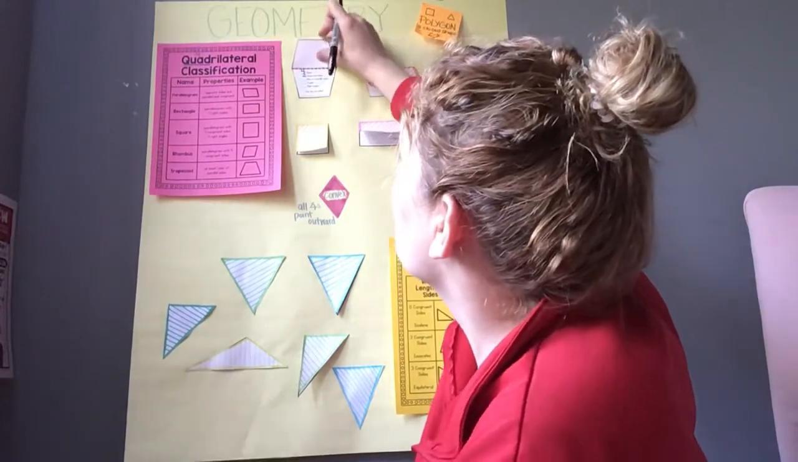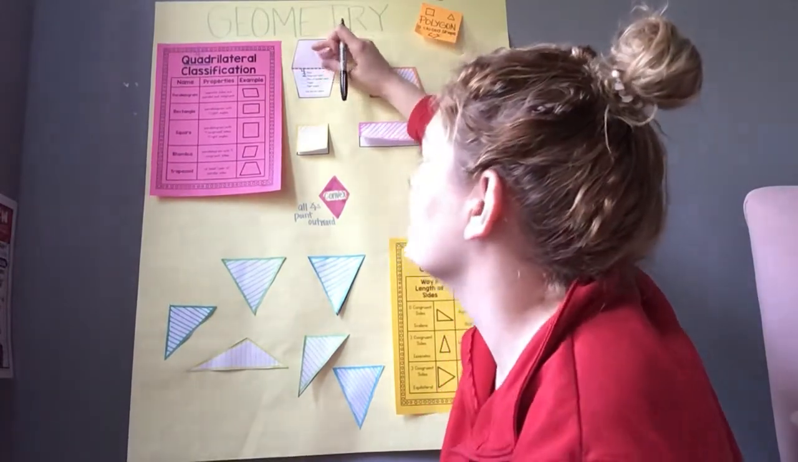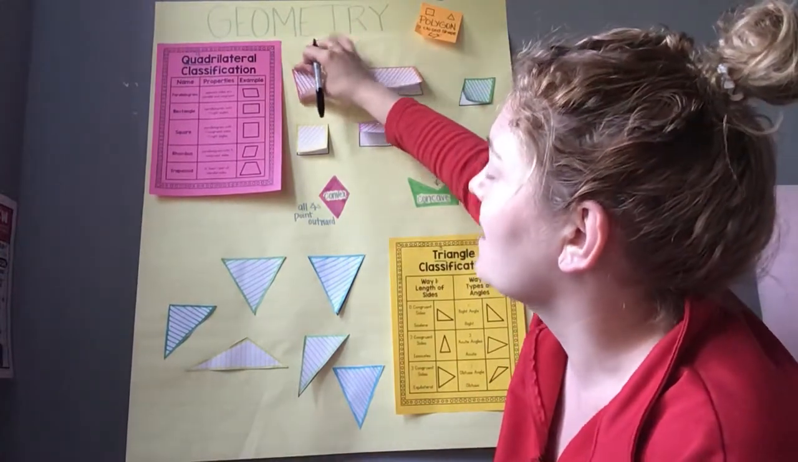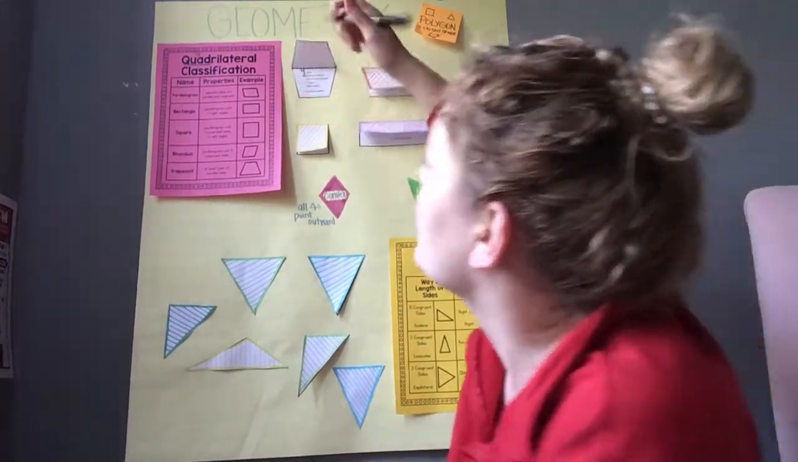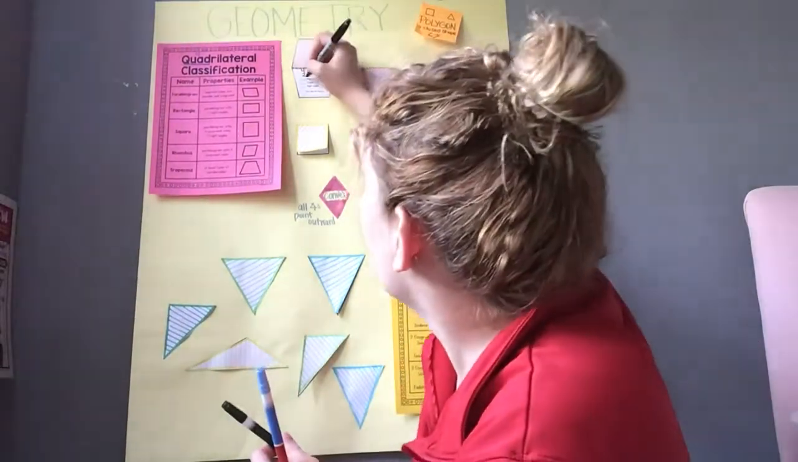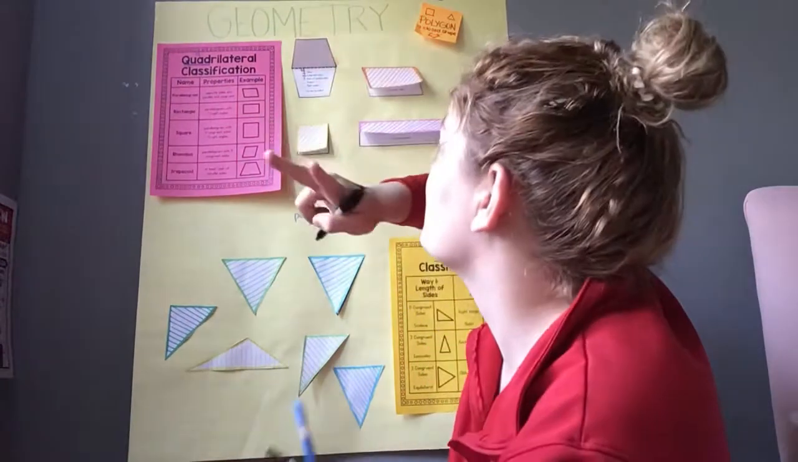Next one, pairs of parallel sides. Well, there's one set of parallel sides. 1, 2, right? But remember, parallel, you have to have 2 lines. So that's why we're going to say one pair of parallel lines, because a pair means 2.